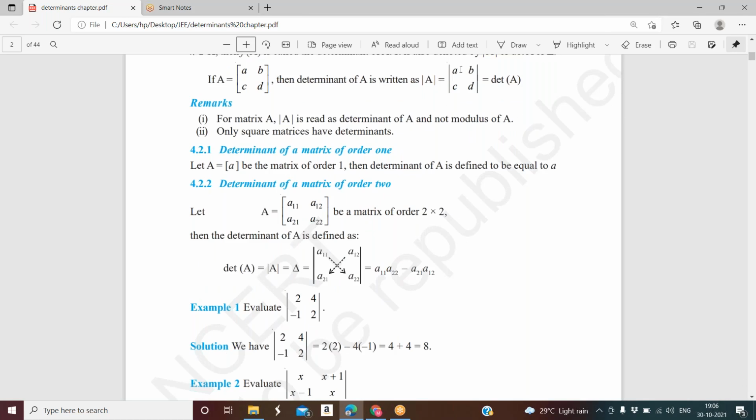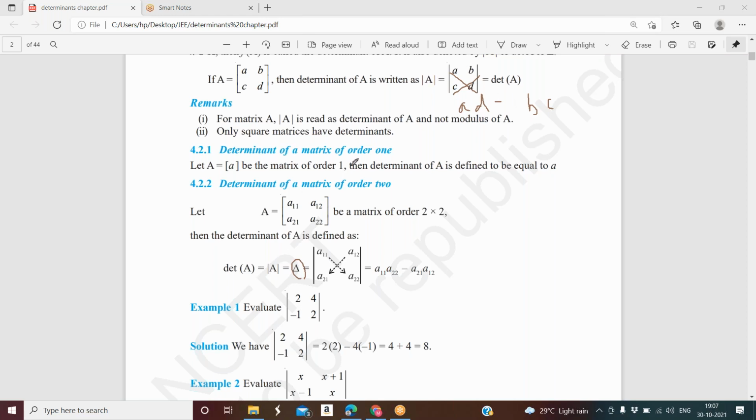How to find the determinant of A? AD minus BC. So determinant of A is AD minus BC. This is also denoted by this triangle symbol. We use this symbol. So determinant of A, or determinant A, or you can use this triangle symbol. It is here AD minus BC. Determinant of A is AD minus BC.